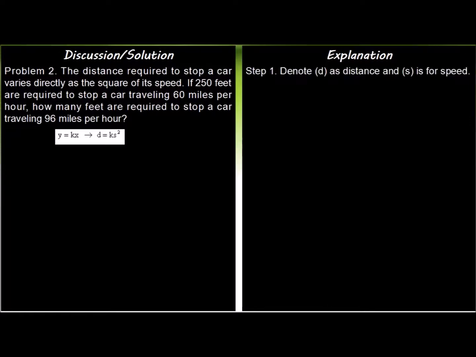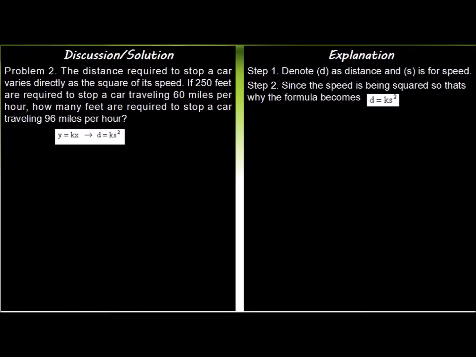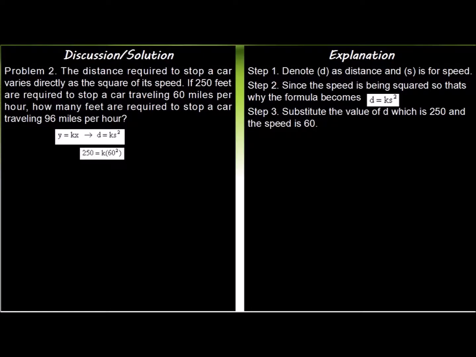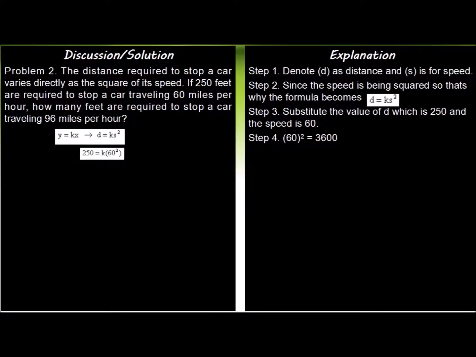So for our explanation, we denote D as the distance and S is for speed. Step 2. Since the speed is being squared, that's why the formula becomes D is equal to K S squared. Step 3. Substitute the value of D, which is 250, and the speed, which is 60. So we have here 250 equals K times 60 squared. As we all know, 60 squared is equal to 3,600. So 250 equals 3,600 K.